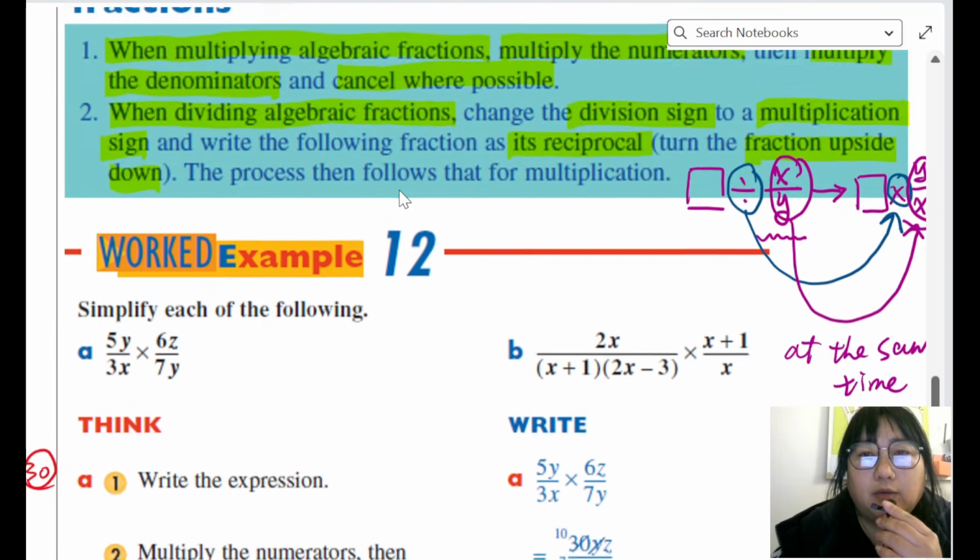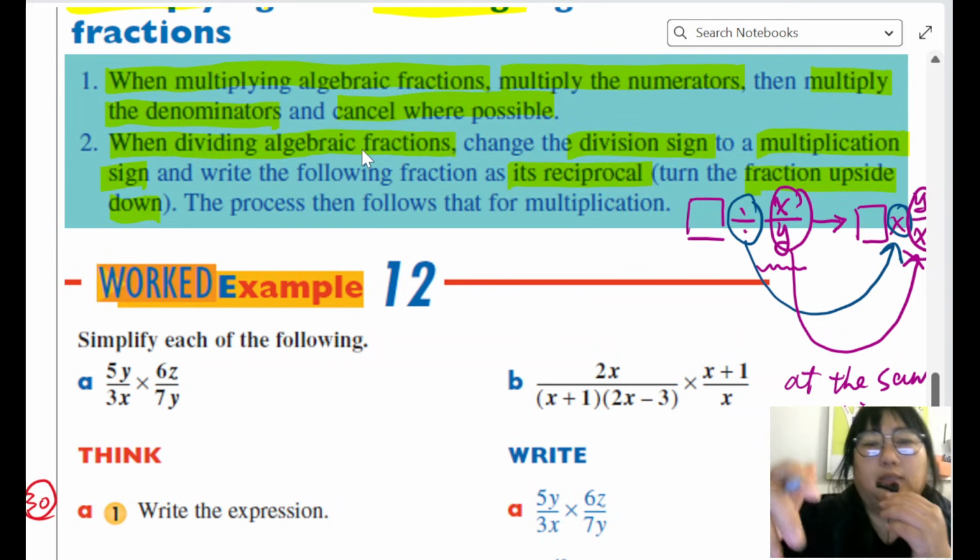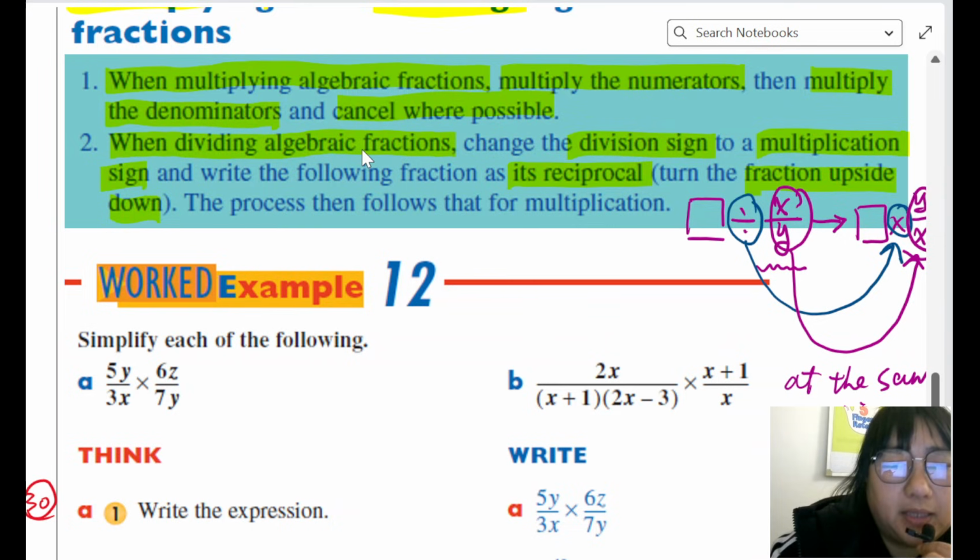Here we can follow the instruction. They said when you do multiplication, you multiply the numerators, then multiply the denominators. So I will multiply the numerator first. 5 times 6, that is 30. And then y times z, I get yz, following alphabetical order. And then 3 times 7, that is 21. And x times y, following alphabetical order, xy.